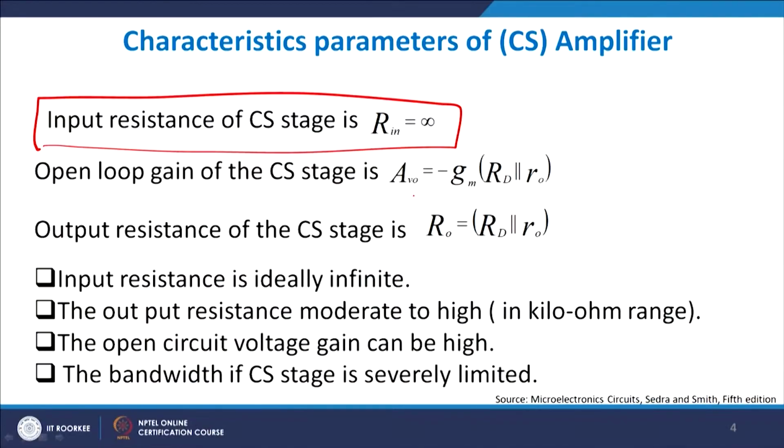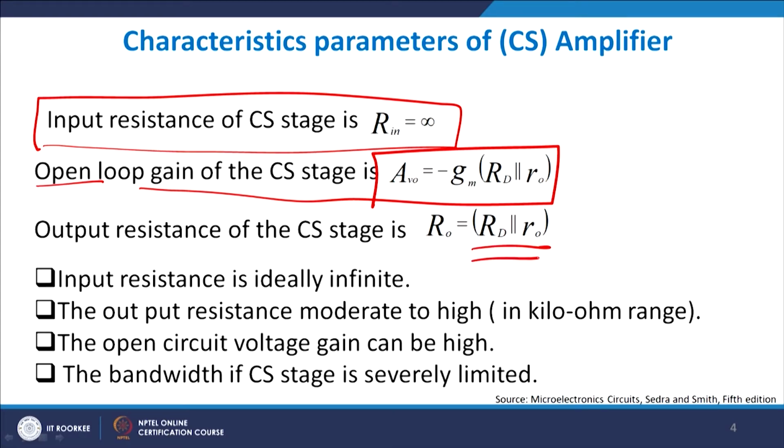Now, how do you define the open loop gain? What I am trying to tell you is that, forget about open loop, let us just discuss the gain here. The gain of a CS stage is given as minus GM times RD parallel to RO, and the output impedance is given as RD parallel to RO, right.